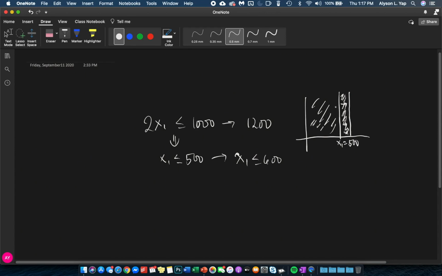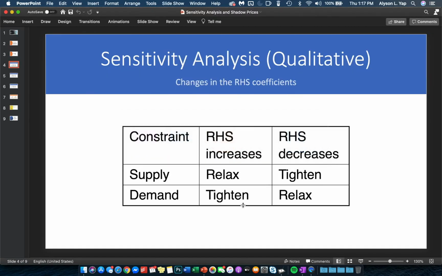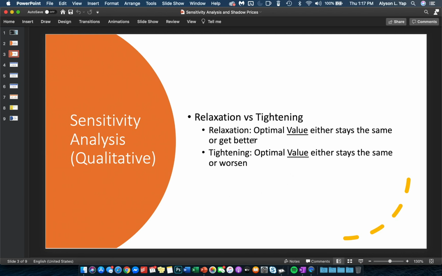However, if the linear programming model is able to find a better solution here, then obviously our z value will increase. And that is why if you have a supply constraint and your right hand side increases, you are relaxing the model. And if you remember, what does relaxing mean? It means that your optimal value will either stay the same because the linear programming model cannot find a better solution when you added the feasible region, or if it can find a better solution, then the optimal value will be better. Okay?